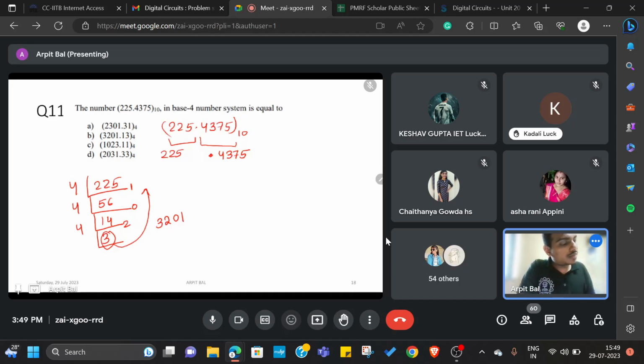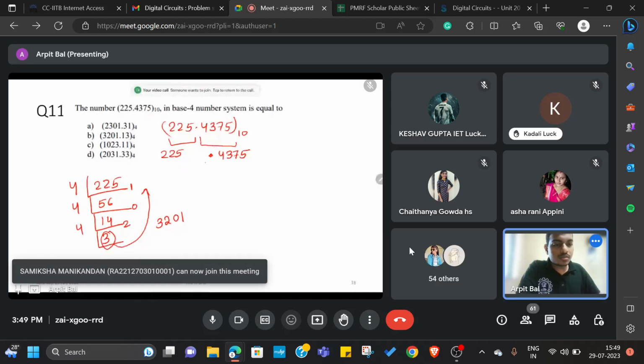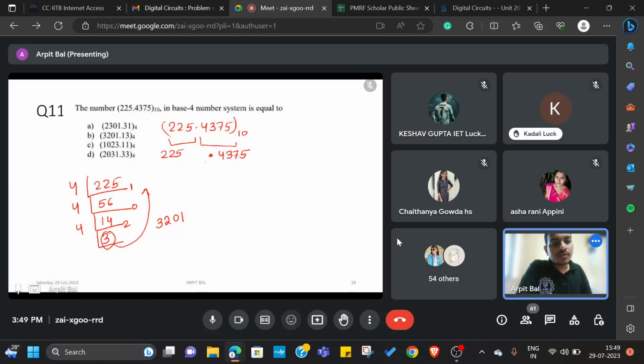So now the question is what to do for the fractional part, or the part which is after the decimal. So for the part that is after the decimal, what we will do is, instead of doing long division, we will start multiplying it with the base, whatever is the base, 4. So 0.4375 into 4. Okay, so let us do that.